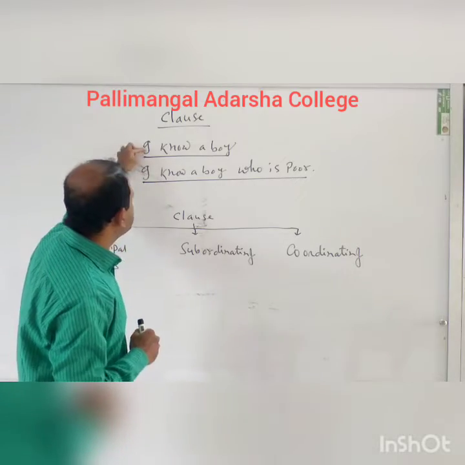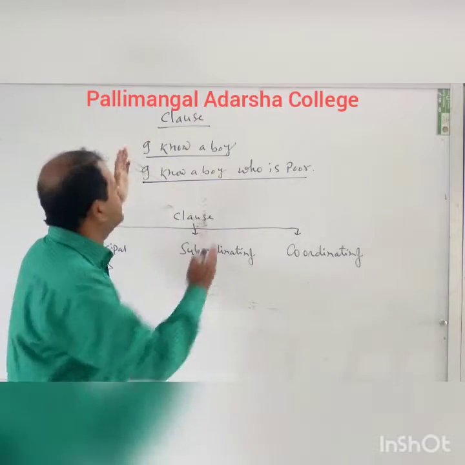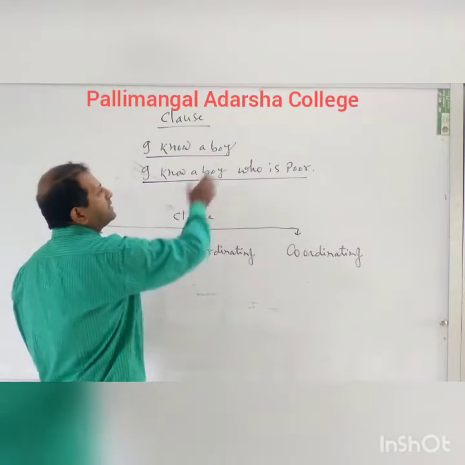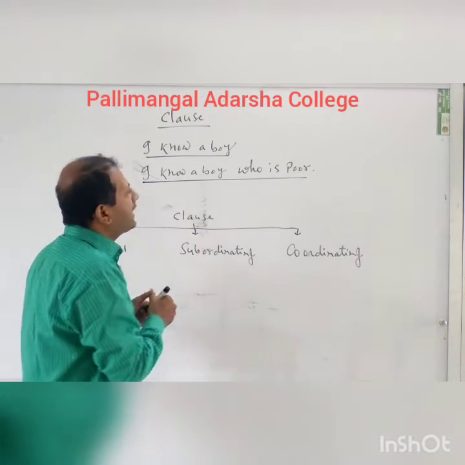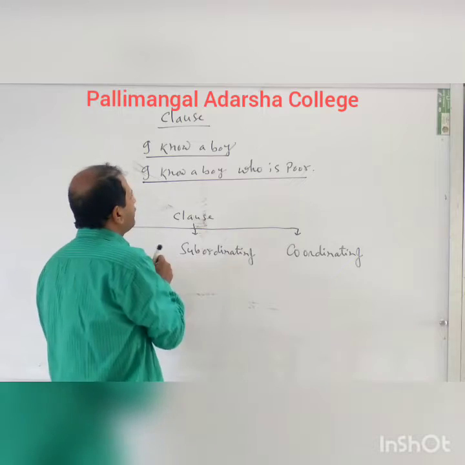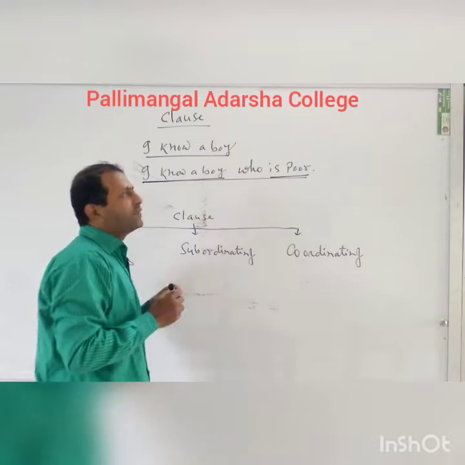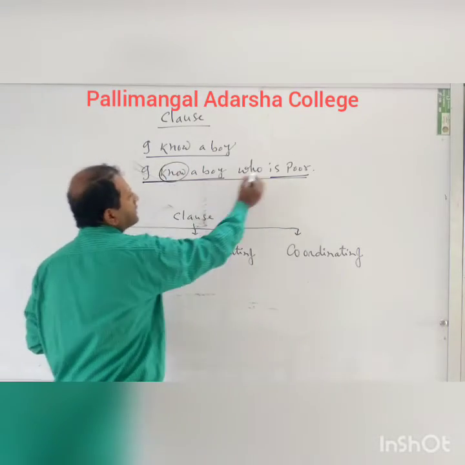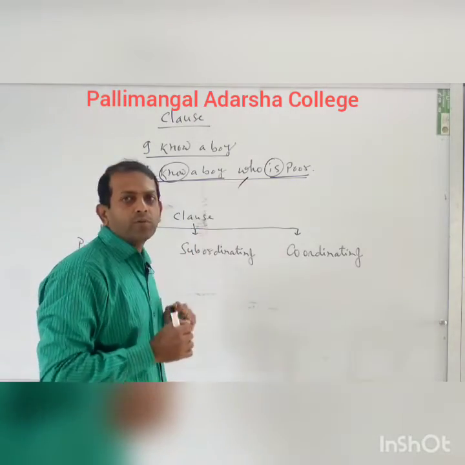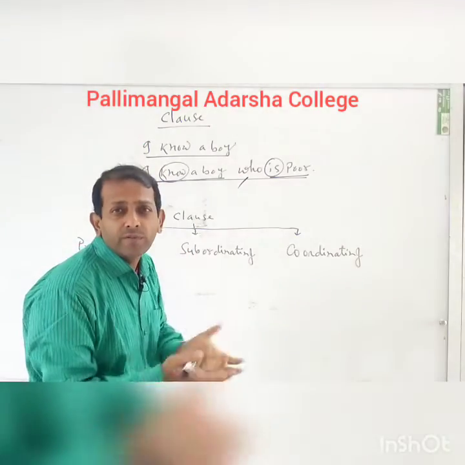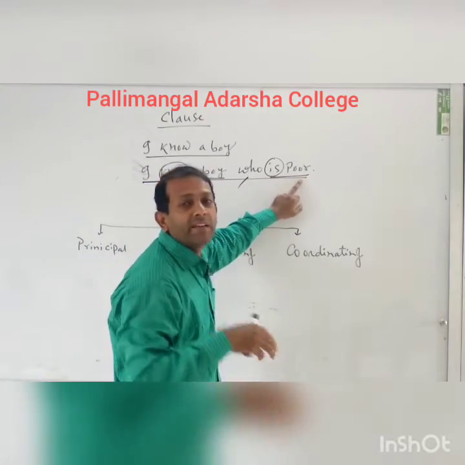So what is the basic difference between the two sentences? Look here, in this sentence there is a subject, a verb, and an object or complement, and in the second sentence there is a combination of two sentences. The first is, I know a boy, and the second is, who is poor. So there are two verbs and a connector, who. In this way, this sentence has become a clause, and this is one part of the clause, and this one is another part of the clause.